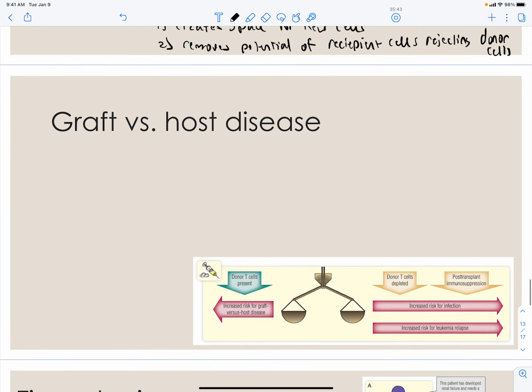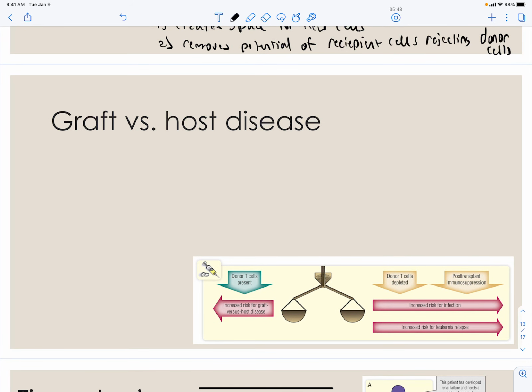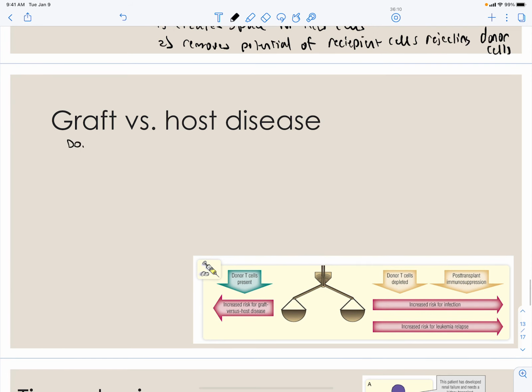Now, because you are giving the recipient a new immune system to replace some defective or malignant immune system, you have the potential of now the graft, which is the new stem cells, attacking the host. So this is referred to as graft versus host disease. Graft versus host disease is when donor T cells respond to some recipient antigen.